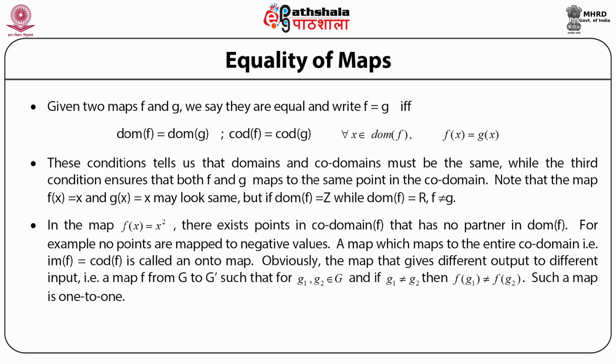Obviously, there is a map that gives different outputs to different inputs, that is, a map F from G to G prime, such that for g1 and g2 elements belonging to the group G, if the element g1 is not equal to the element g2, then f of g1 is not equal to f of g2. Such a map is one-to-one.